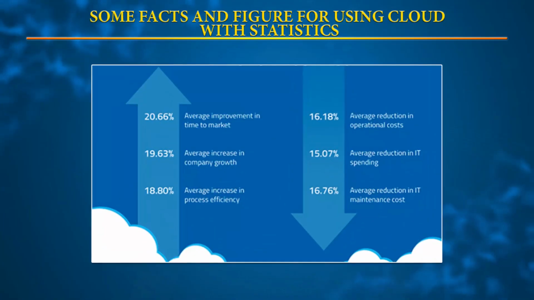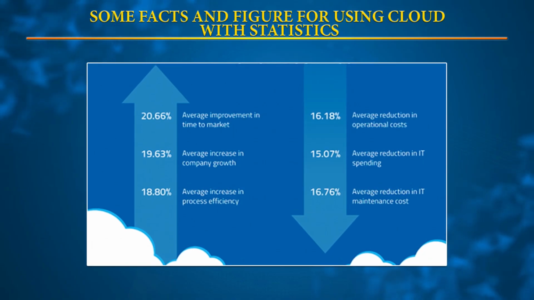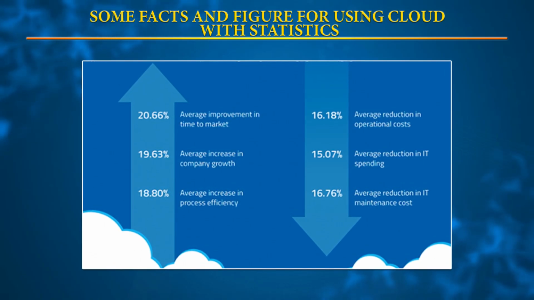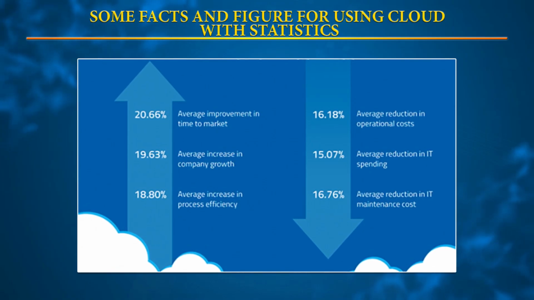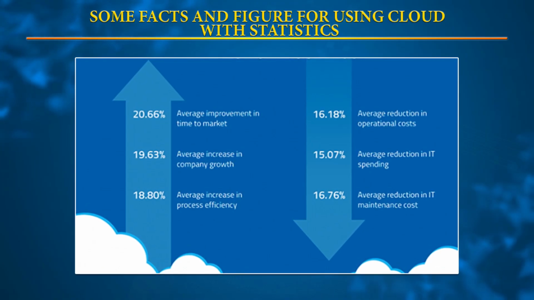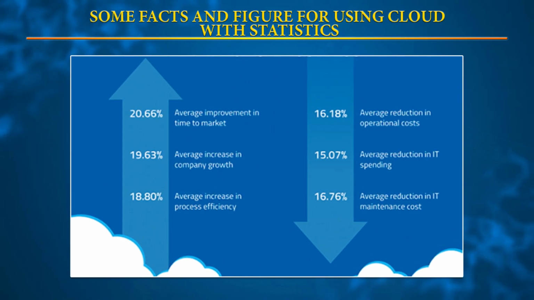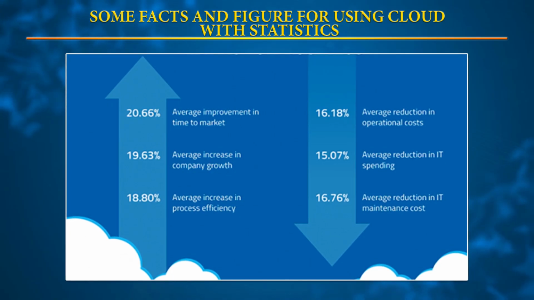There are certain facts and figures: a 20.66% average improvement in time to market, a 19.63% average increase in company growth, an 18% average increase in process efficiency, a 16% average reduction in operational cost, a 15% average reduction in IT spending, and a 16% average reduction in IT maintenance cost. So this is the USP of the cloud, and the cloud is quite important.